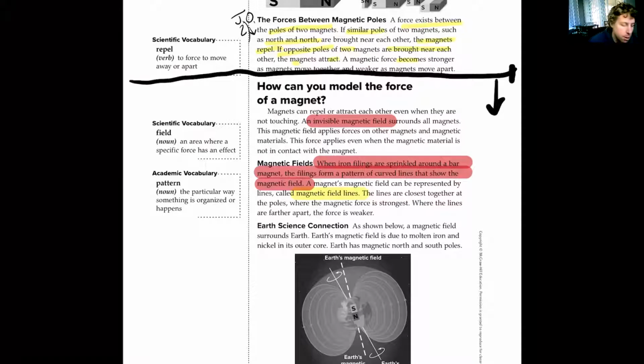So this picture down here below shows us the magnetic field lines. So these lines that you see kind of running around the magnet from north to south, these are the field lines. And notice it says they are closest together at the poles, and we see that in the picture. There are more lines kind of close together at the poles, and they're more spread out farther away from the magnet, and this is where the force is weaker.